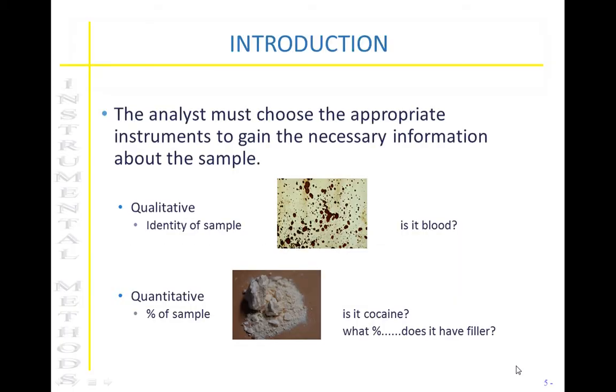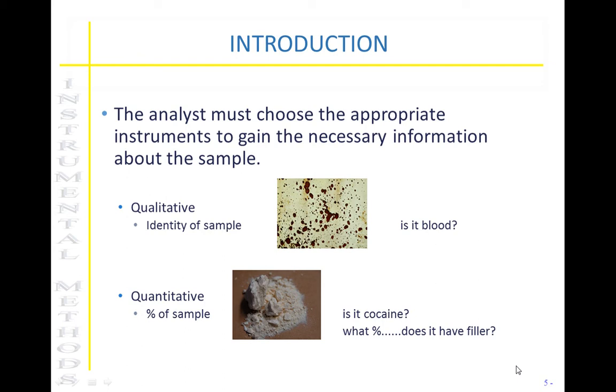Many microscopic methods of analysis are also combined with instrumental methods that might be used in a forensic laboratory. Appropriate methods are used to determine the chemical and physical properties of the various samples that they're working with. Several different instruments can be used to gain the necessary information about the samples. Most of the testing is done to determine either the qualitative or the quantitative analysis of the sample itself.